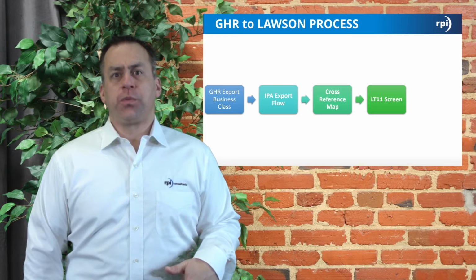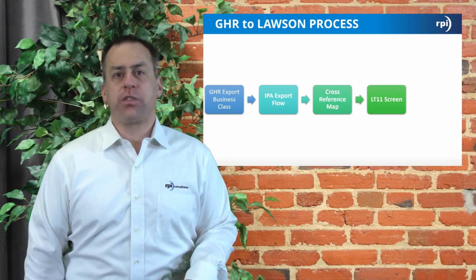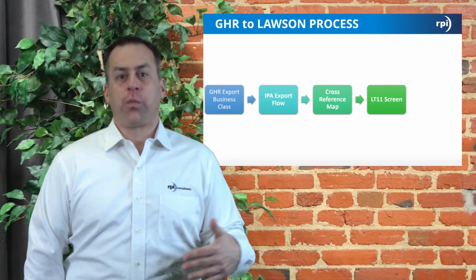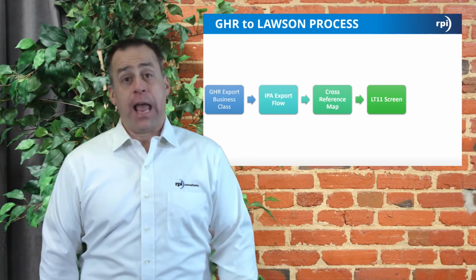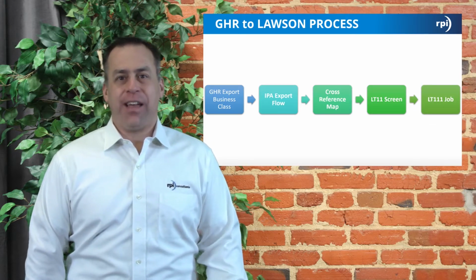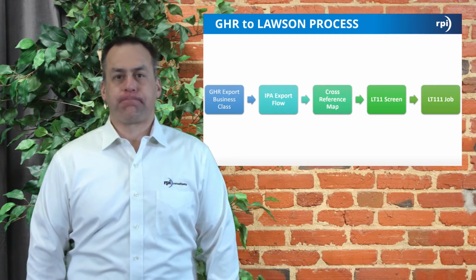Once everything goes through these export flows, we're going to see the data come across at the LT11 screen, where we can modify it in a staging area before we actually make it live. And how do we make it live? We have to run a job LT111 that is going to process all of these changes.